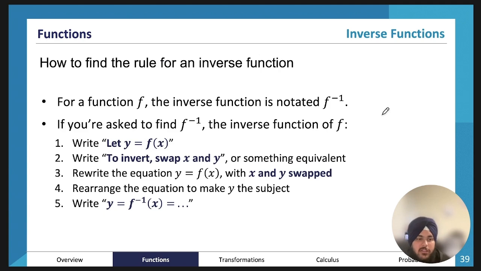But in terms of VCE, you need to be really aware of the notation and convention. For a function f, the inverse function is notated as f inverse. A lot of students get this confused with 1 over f. That is completely wrong. 1 over f is 1 over f, whereas f to the power of negative 1, or f inverse, is f inverse.